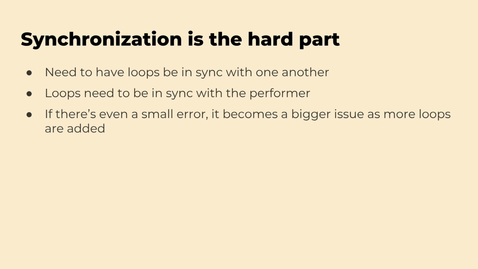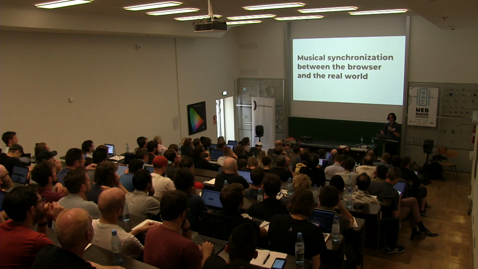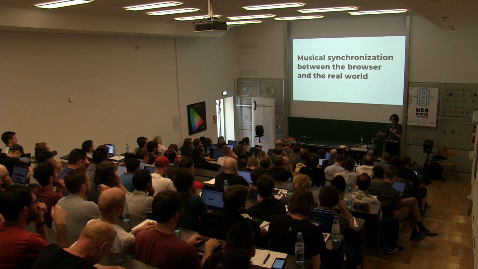So if you've ever done live looping, the synchronization is super important. If we have a loop that's out of sync with the performer, it just sounds really bad. And if things get out of sync and we keep adding loops, then that delay kind of adds up over time and everything sounds super loose and awkward. And so I've spent a lot of time working on this and trying to solve this problem. And so I'm hoping to share some of that so that you don't have to spend all that time. And we can basically implement apps that have musical synchronization between the browser and the real world.